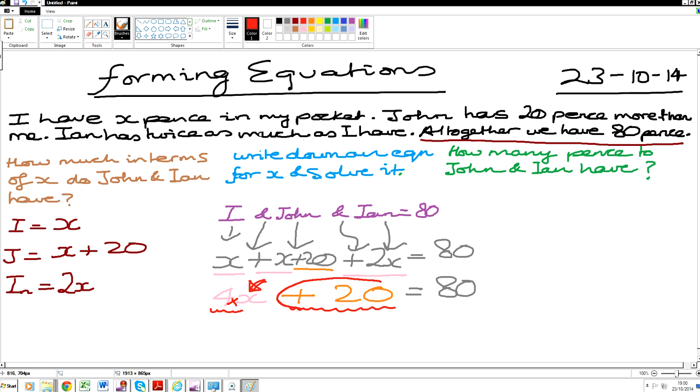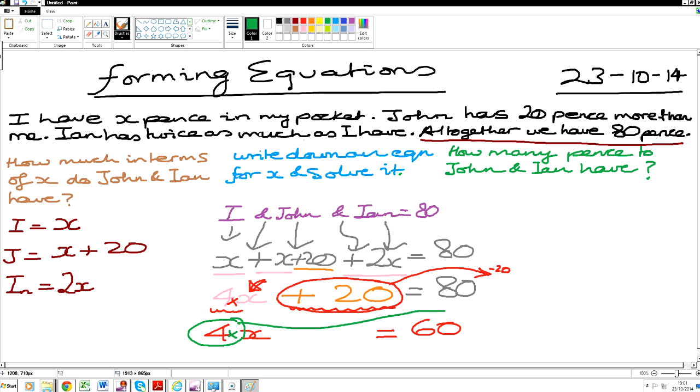So we grab the plus 20 by the scruff of the neck and take it over to the other side. Opposite the add 20 is take away 20, minus 20. So we copy down the 4x. 4x is equal to 80 minus 20, which is equal to 60. Now, Mr. Bilal, we still have a times by 4 to move. That's the last thing to move now. Opposite times by 4, Mr. Bilal, is divided by 4.